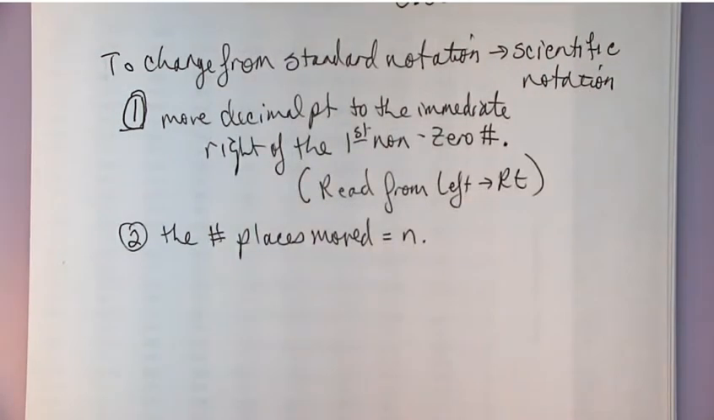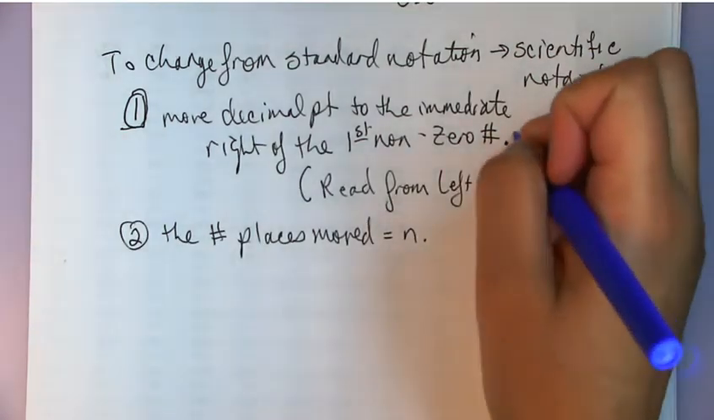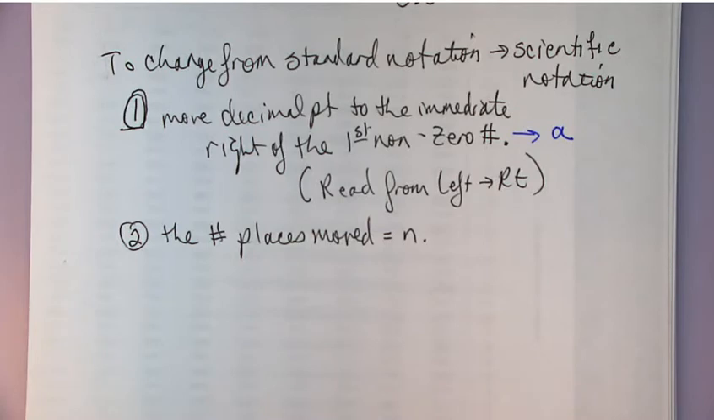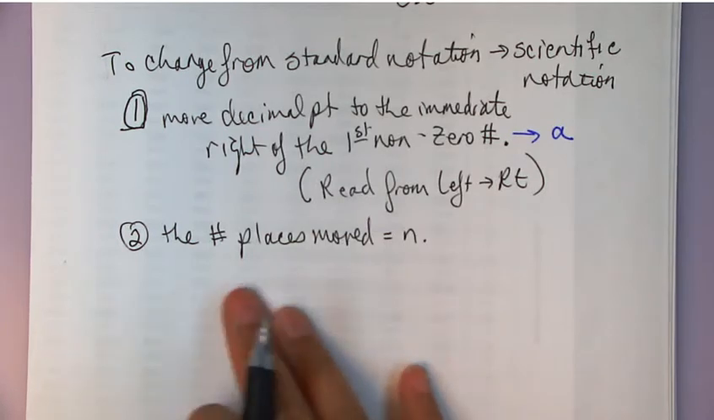Oh, by the way, sorry, let's go back. In number 1, this gives us our A. This is now our A. So when we move that decimal to the right of the first non-zero number, that number we get gives us our A. Then the number of places we moved it is n.